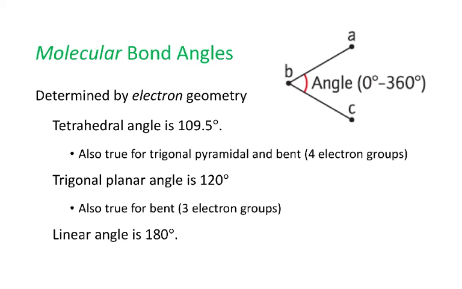So trigonal pyramidal and bent from 4 would be the same angle. Trigonal planar is 120 degrees, which is also true for bent from 3, and then linear is 180. So there's basically these three main groupings of angles that come from the three electron geometries. Okay, in the last part, we will come back and do a couple examples together.